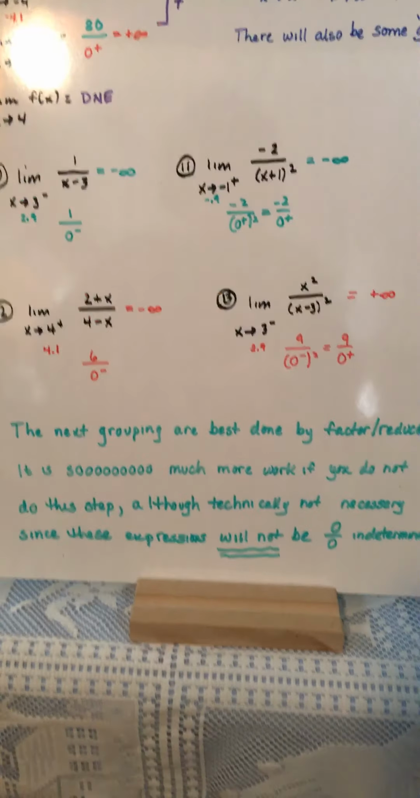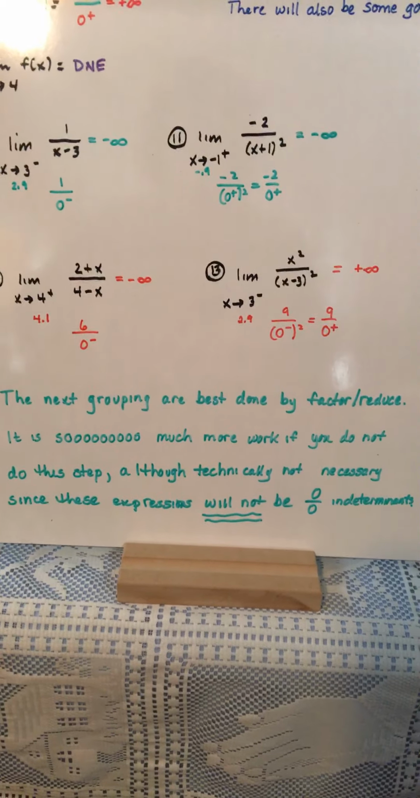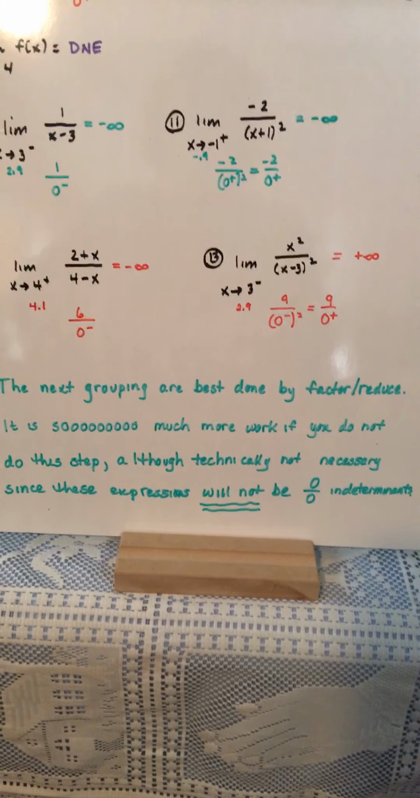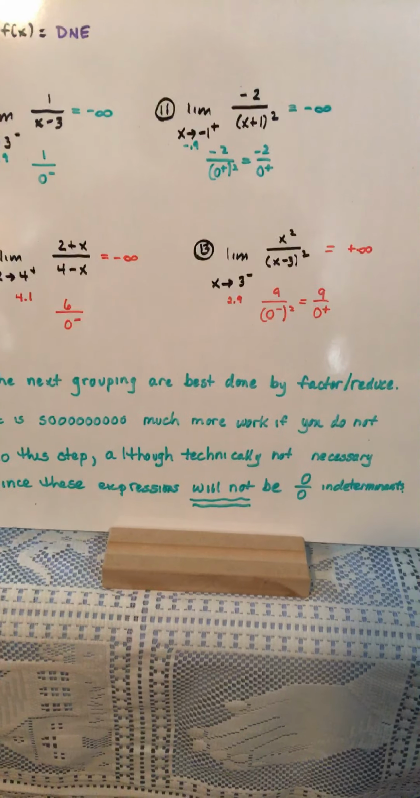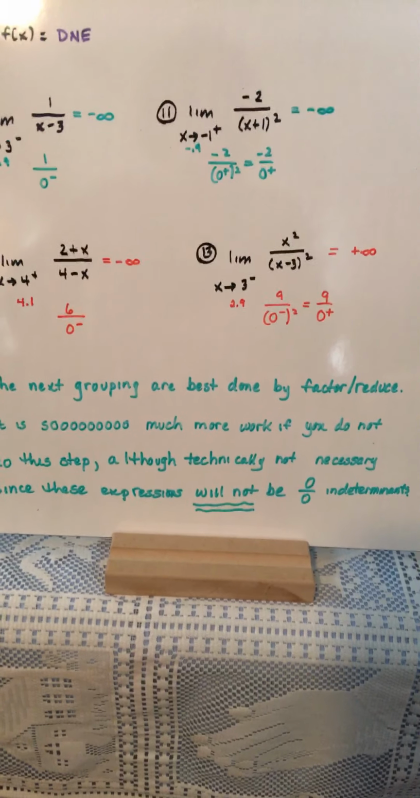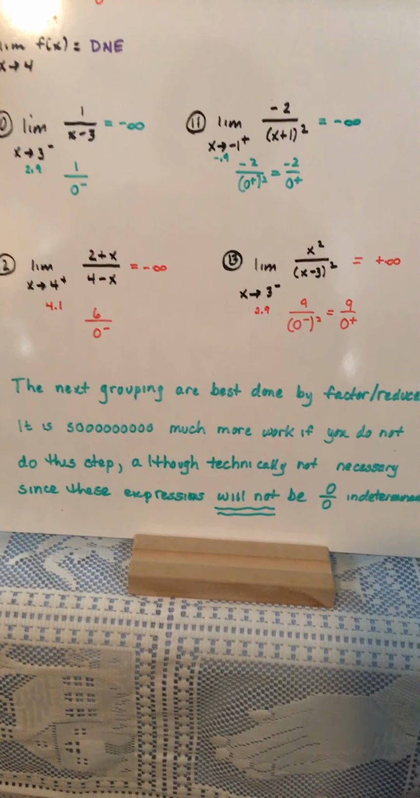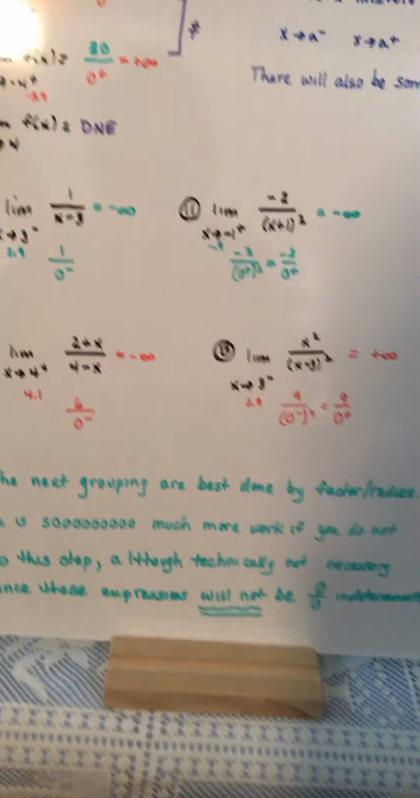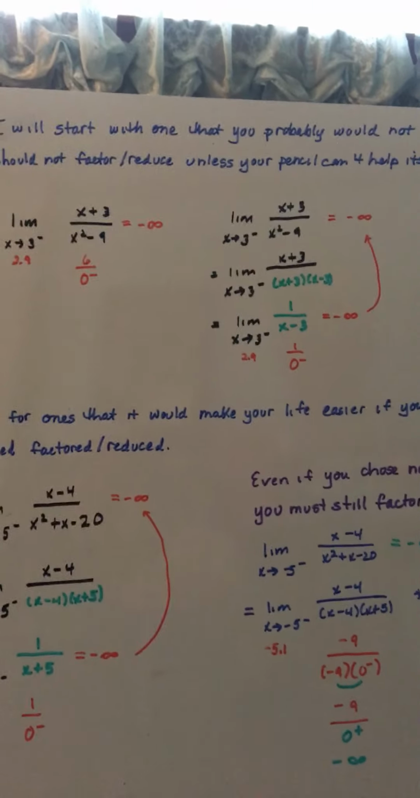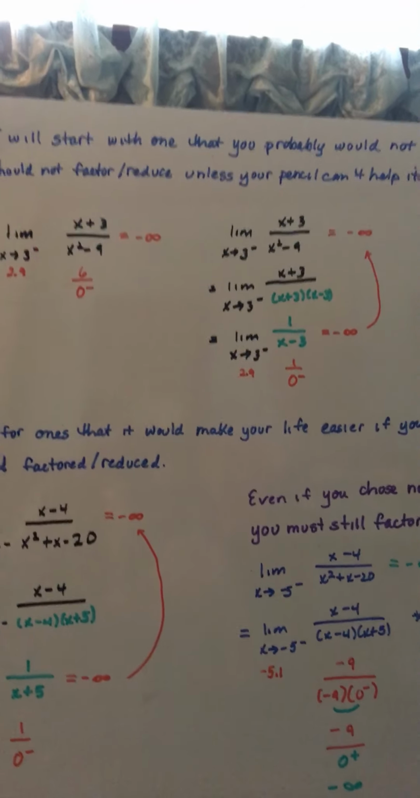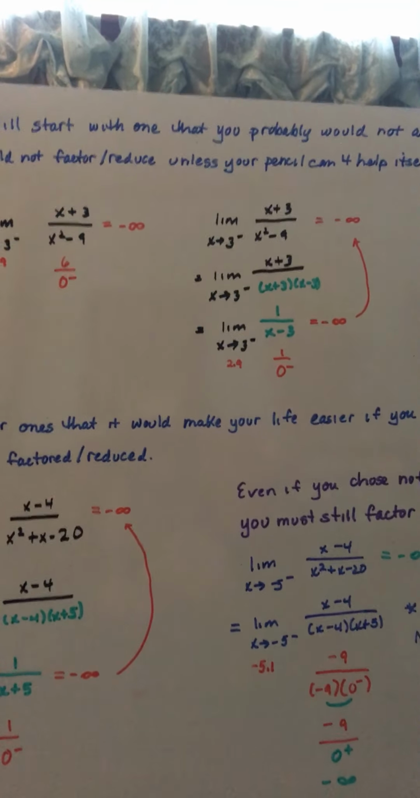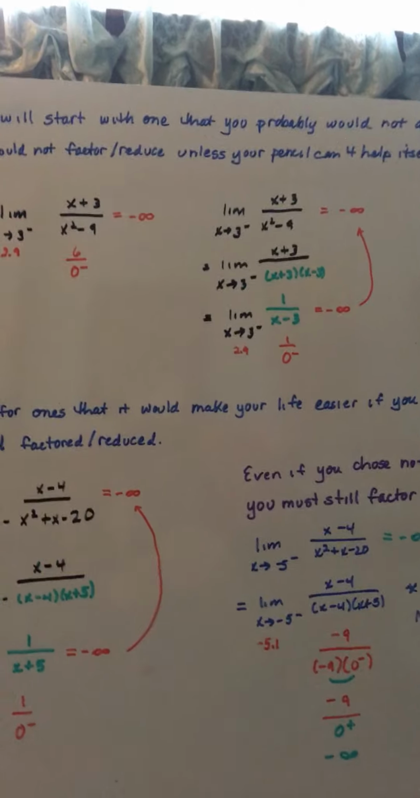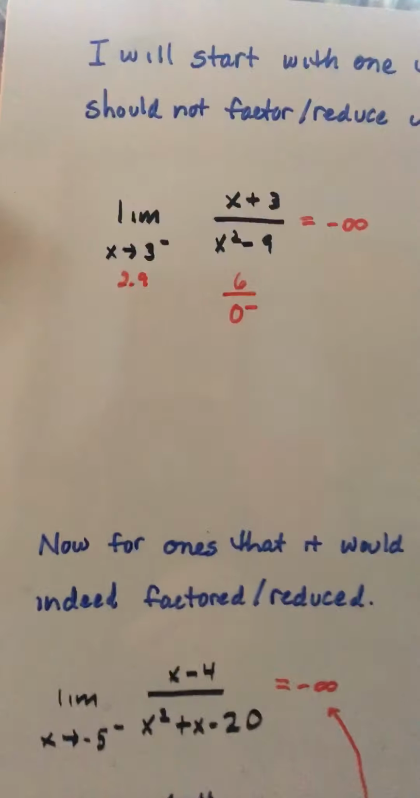Now, the next group of problems are going to be best done by factor and reduce. It is so much more work to do if you don't do the factor and reduce step, although it's not technically necessary, since these will not be 0 over 0 indeterminates. So, I will start with one that's in your packet, and you probably would not factor and reduce, but your pencil might not help itself. It just has to do it.